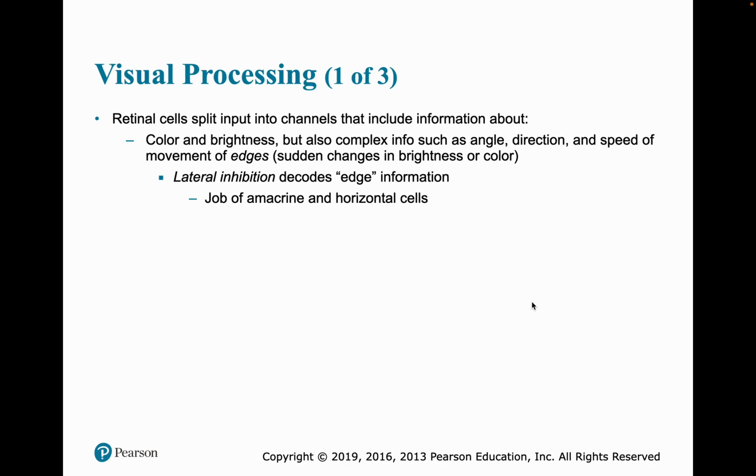Retinal cells split input into channels that include information about color, brightness, angles, direction, speed, movement, edges. Lateral inhibition decodes the edge information. That's the job of amacrine and horizontal cells.